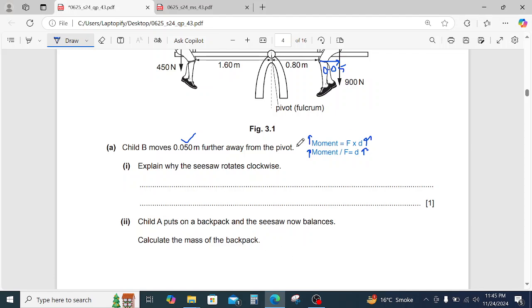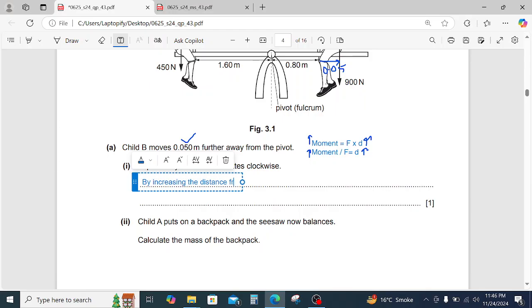Child A, it means the turning effect will increase. I will write here: by increasing the distance from the pivot point, the turning effect also increases.